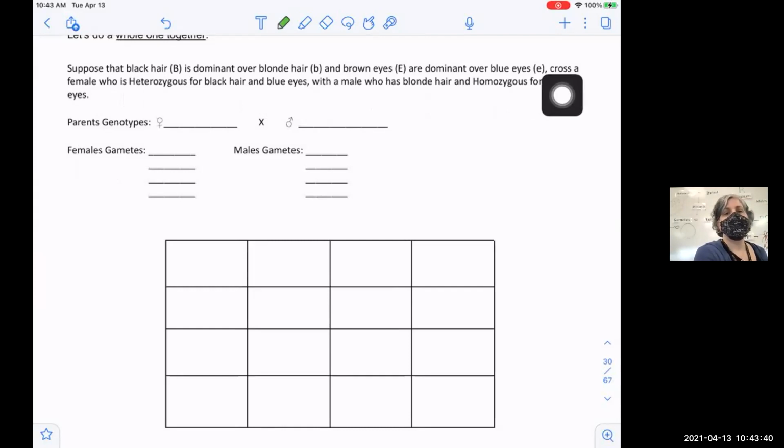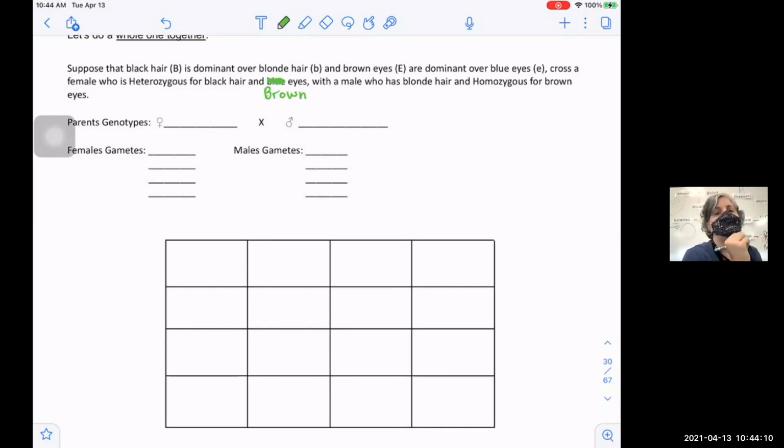Okay, so we're going to cross a female who's heterozygous for black hair. By the way, this is a typo right here because if she's heterozygous for both, she would have brown eyes. So I would like you to change this. She's heterozygous for black hair and brown eyes, with a male who has blonde hair and he's homozygous for brown eyes.